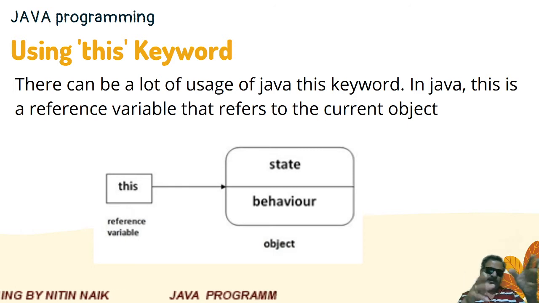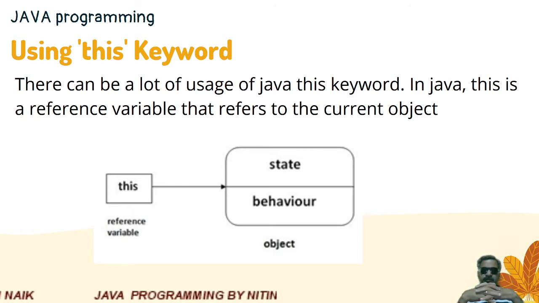So this is a very simple topic, that is visibility control. Now the next thing is the this keyword. This keyword is present in C++ also. There can be a lot of uses of the Java this keyword. In Java, this is the reference variable that refers to the current object.